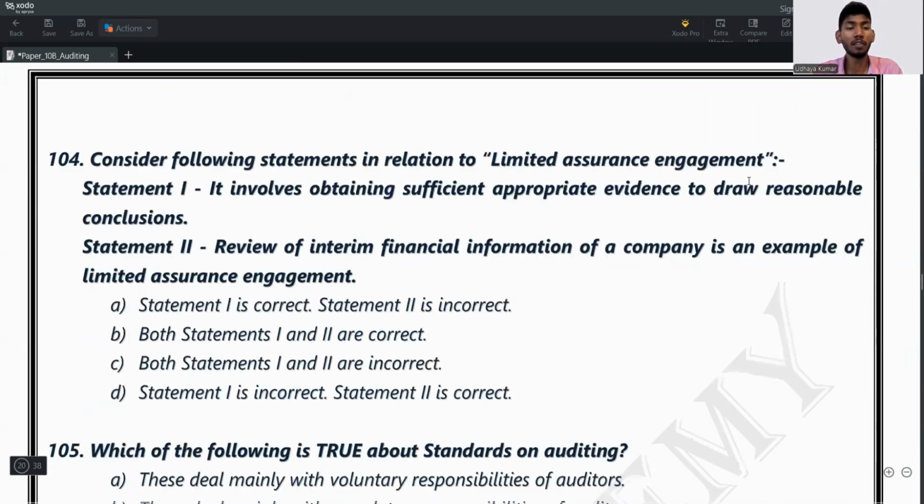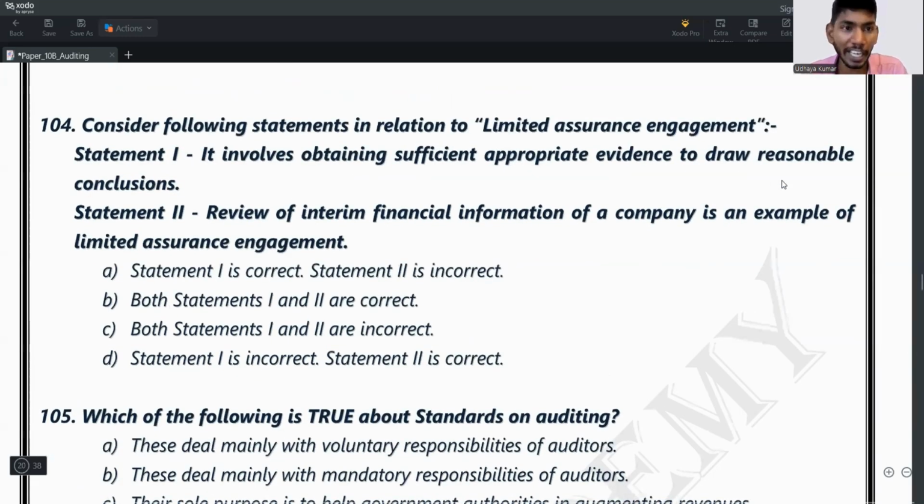So moving to question number 104. Consider the following statements in relation to limited assurance engagement. Statement 1, it involves obtaining sufficient appropriate evidence to draw reasonable conclusions. Statement 2, review of interim financial information of a company is an example of limited assurance. Yes, while discussing the classification of audit, we have already discussed limited review, right? So here statement 1 is incorrect as per limited assurance and statement 2 is correct. So which is option D.